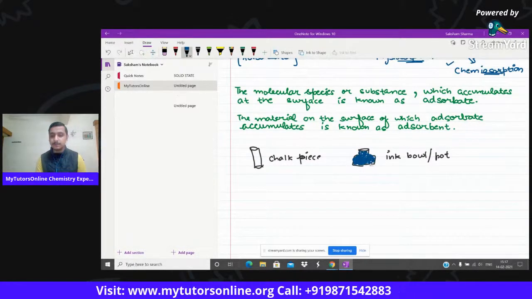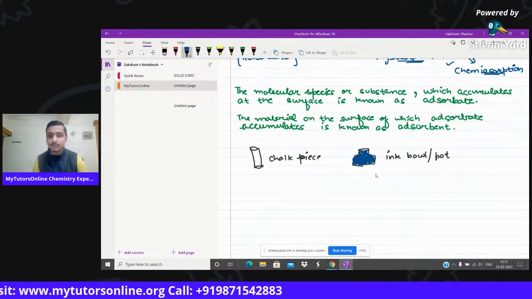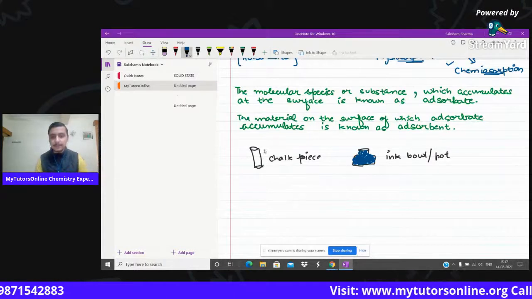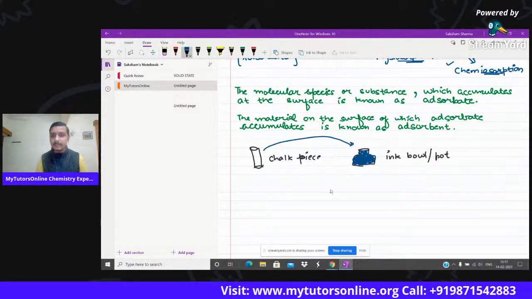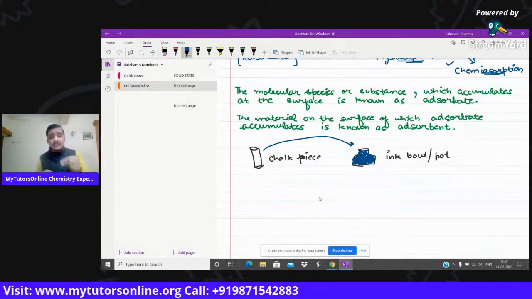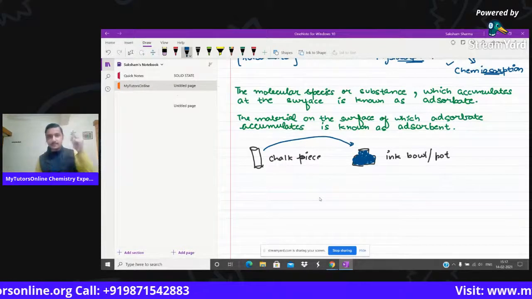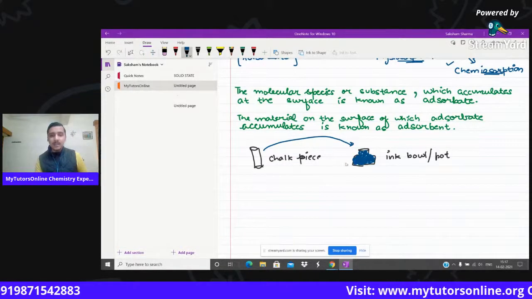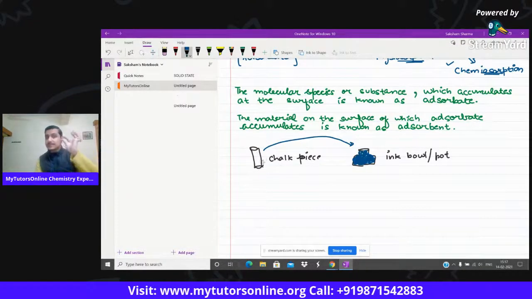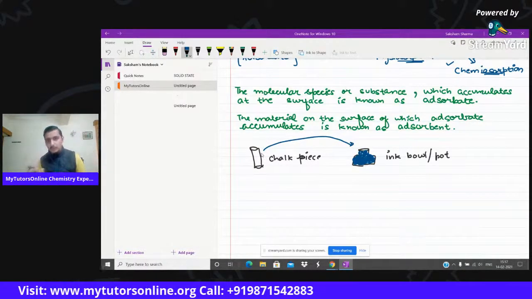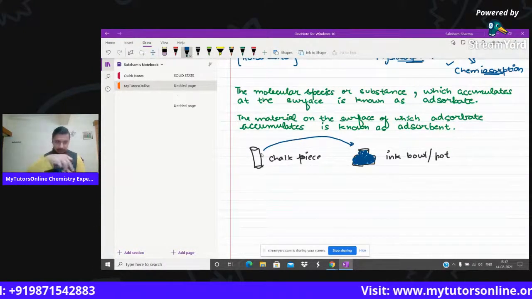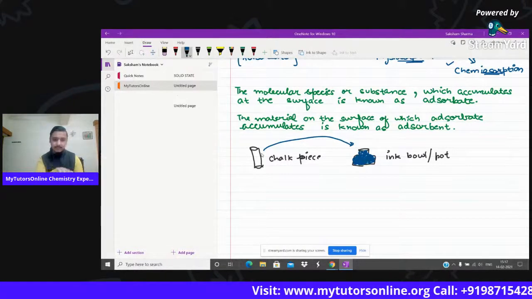Try to understand the concept behind it. Don't just say mm, think about my drawing and all. Now if I dip this chalk piece inside my ink bowl for let's say 10 or 15 seconds, and then I take it out, I will see that not only the portion which was dipped will get blue, definitely that will get blue, but also the blue colored portion starts coming up.